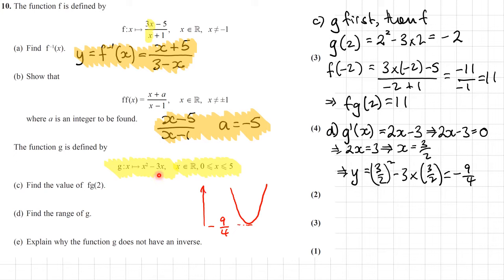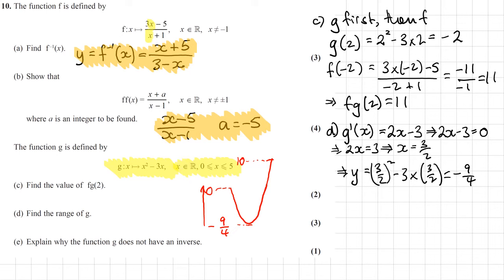Now we can simply just put in the end values. If I put 0 into the function, that will give me a value of 0 at one end. So none of this is to scale really, so imagine that's going up to 0. And then if I put 5 into this, 5 squared minus 3 times 5, so that's 25 minus 15, which is 10. So it's actually probably looking a bit more like this. That highest point up there is 10. So this quadratic, its lowest point is negative 9/4, and its highest point is 10.